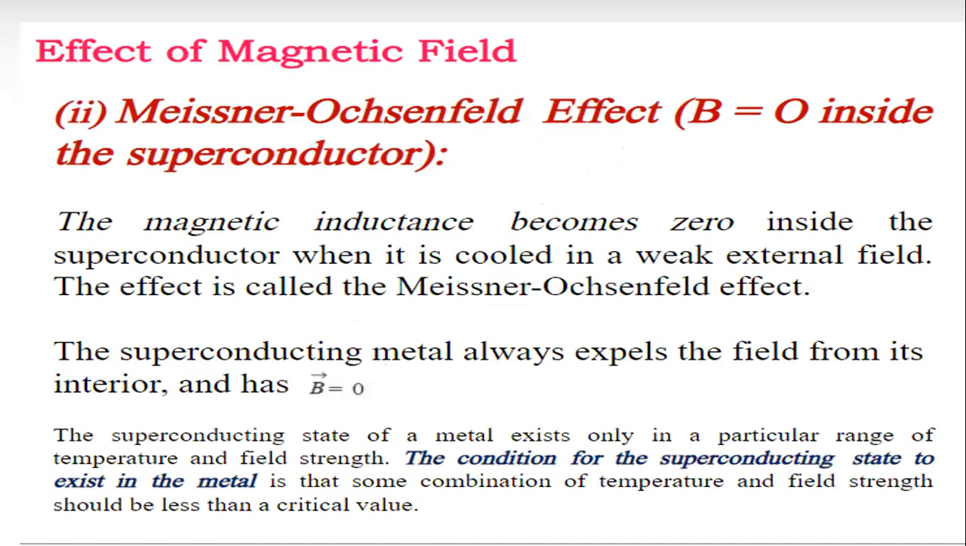Now what will happen when I apply a magnetic field to this superconductor? The magnetic induction becomes zero inside the superconductor when it is cooled in a weak external field, and that is called the Meissner-Ochsenfeld effect. The superconducting material always expels the magnetic lines of force, which is mathematically shown as B is equal to 0. This is what we observe.